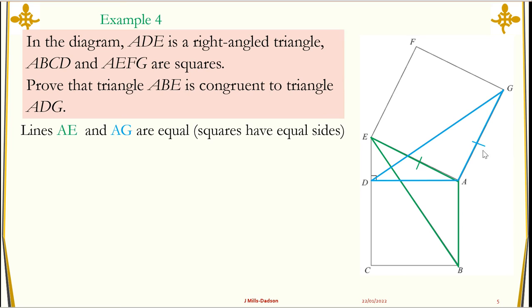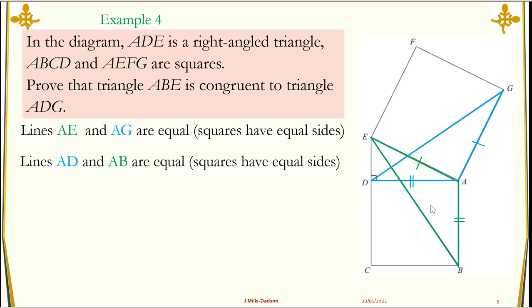First, we know these two are equal because they are the same side of the same square. So they must be equal. Also, these two are equal because they are also the same side of another square. Now, what we need to understand is that in a square, each angle is 90, so these two angles are 90 degrees because it's given to us that it's a square.